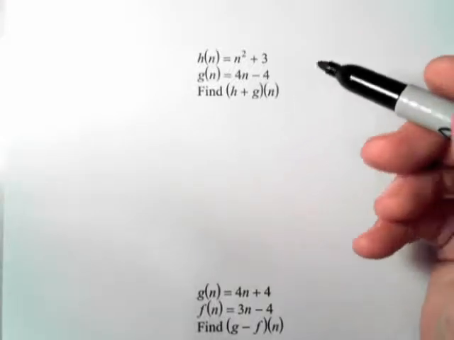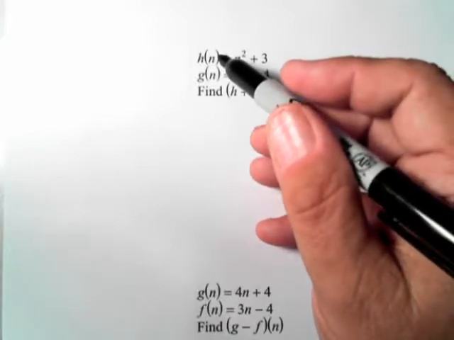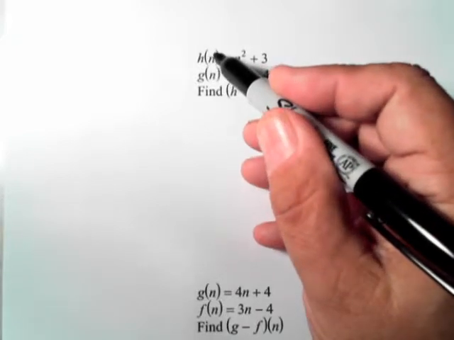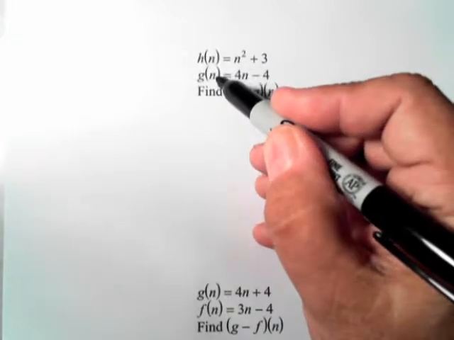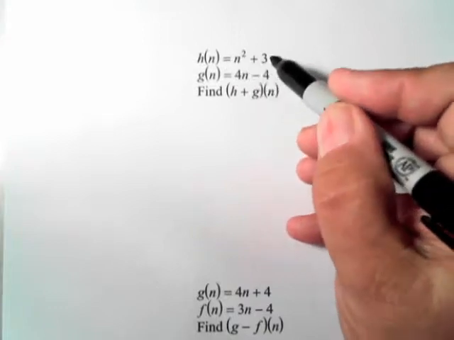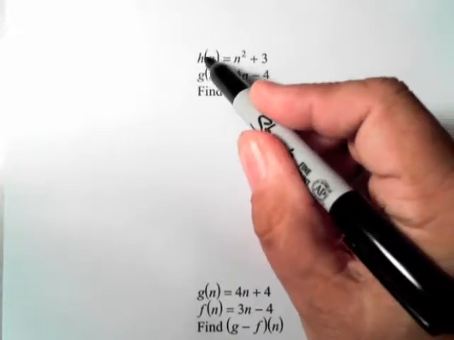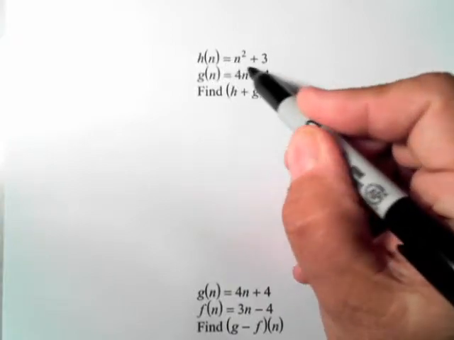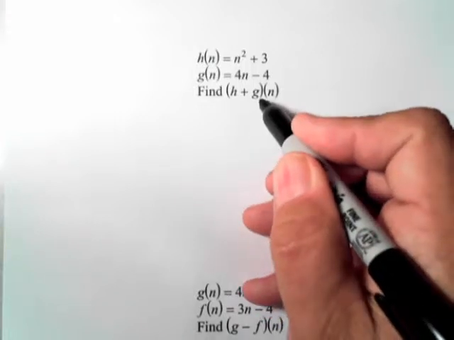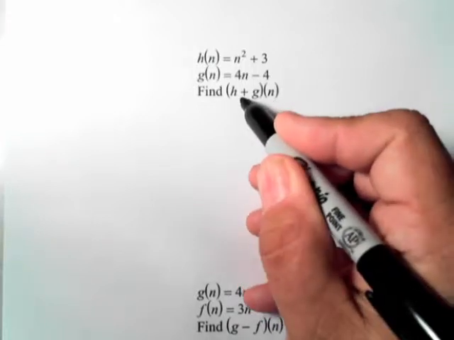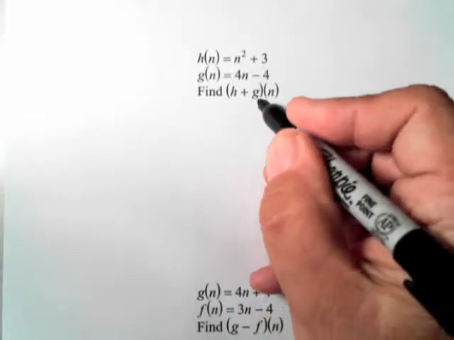Okay, here's our first example. Notice that we've already had h of n and g of n defined for us. Now, we know that these guys are functions because they're set equal to equations over here. So that's how come you know this is not multiply. This is the function h, because here's the rest of the equation, the same with g. Okay, here we are. In this particular problem, we want to find h plus g of n. So we're going to leave the n in the equation.